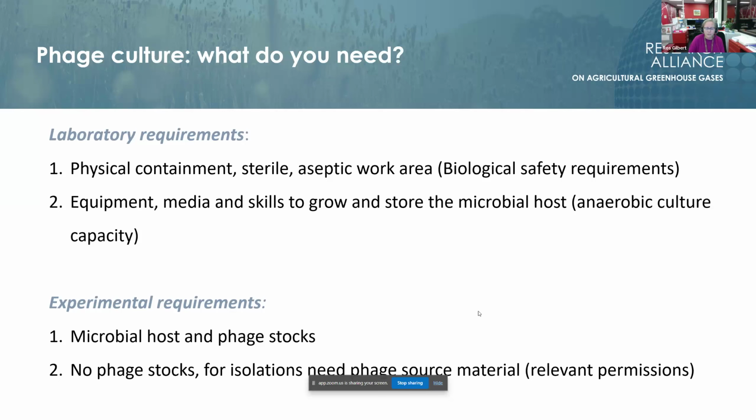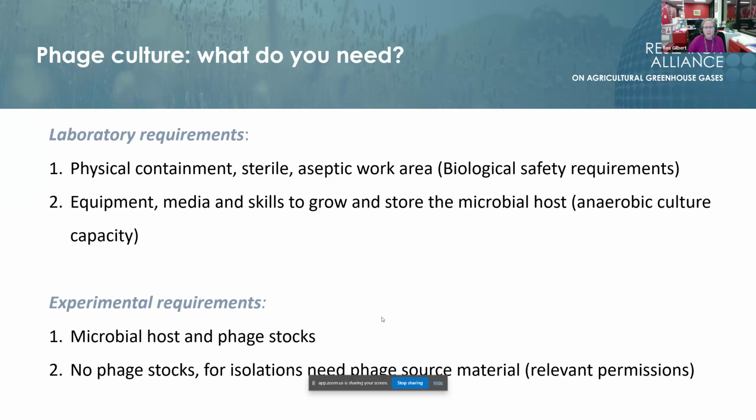Your laboratory will need basic physical containment, sterile aseptic work areas. It needs to satisfy usual biological safety requirements. The equipment, media and skills to grow and store the microbial host. So effectively anaerobic culture capacity if you're working with rumen strains.